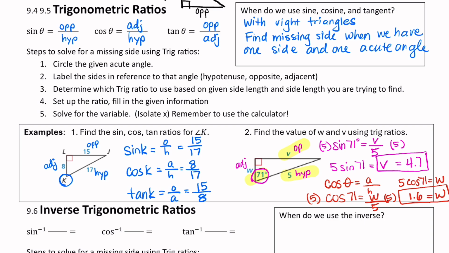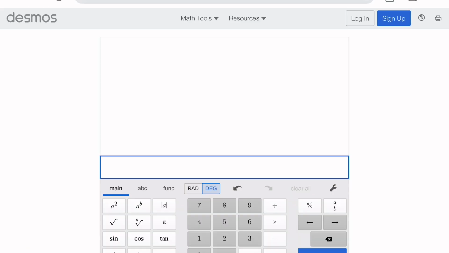How do we plug those into the calculator? So to put sine into the calculator, you would put 5 sine and then 71 degrees. Like that. And we do not need a 0. Okay. And we see that our answer is 4.7. So that's how we got that. Okay. And if I were to put in 5 cosine 71, we get the 1.6. So that's why it's really important to make sure that we're using the right tangent, cosine, or sine ratio, because we do get different answers with those.